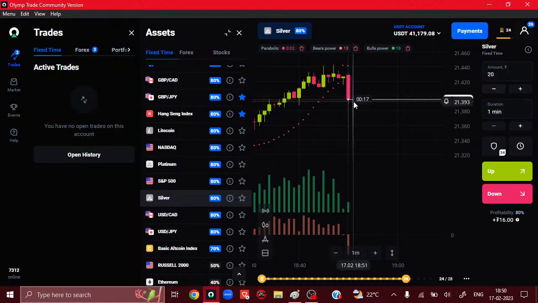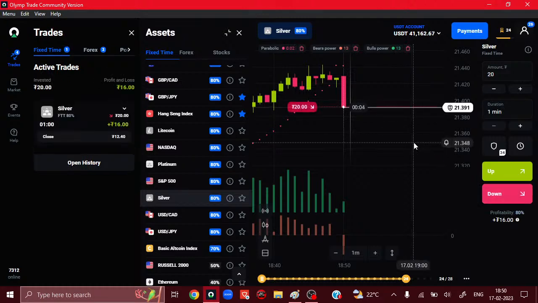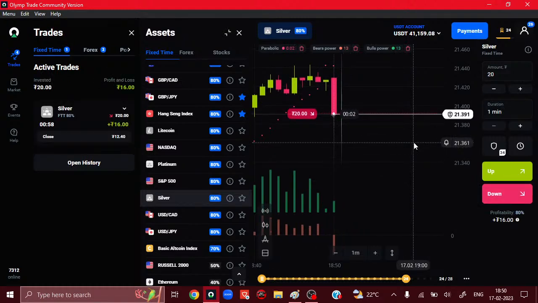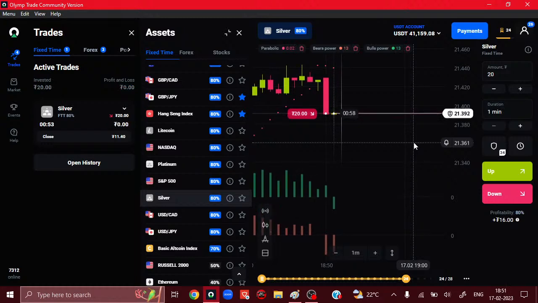So we won this trade. Again, now we will return back to the original amount, which is 20 USD, the base amount here. Also, this is appearing to be a Maru Bozu candle. So I will again try a trade in the similar direction, guys. According to the price action, if there is a Maru Bozu candle on the chart, most likely the color of the next candle would also be the same. So again, another trade in silver, downside, 1 minute duration.